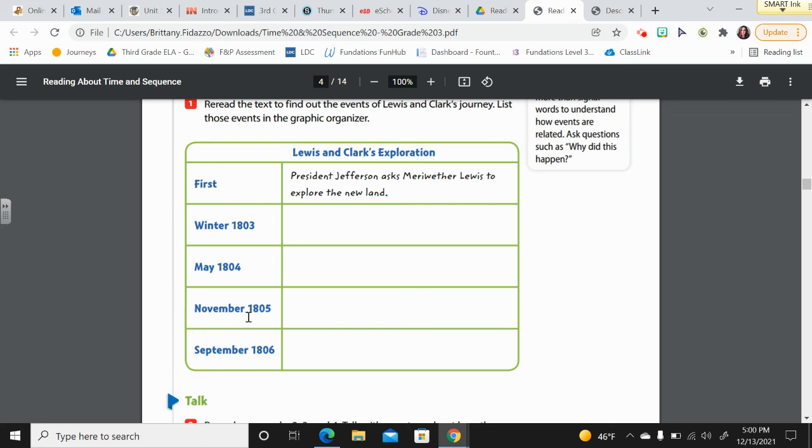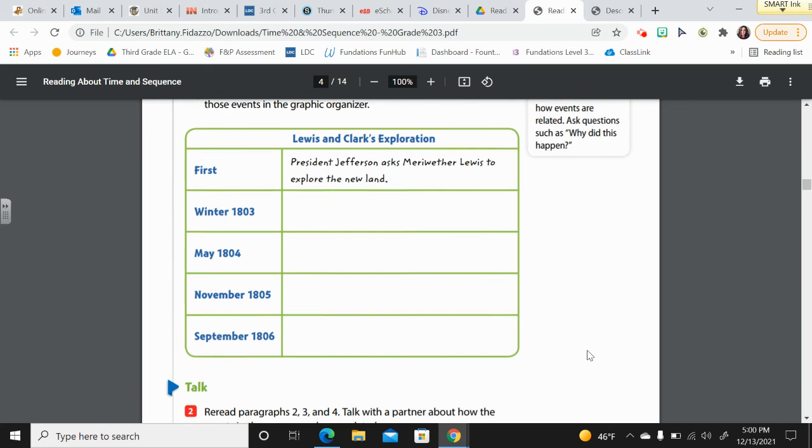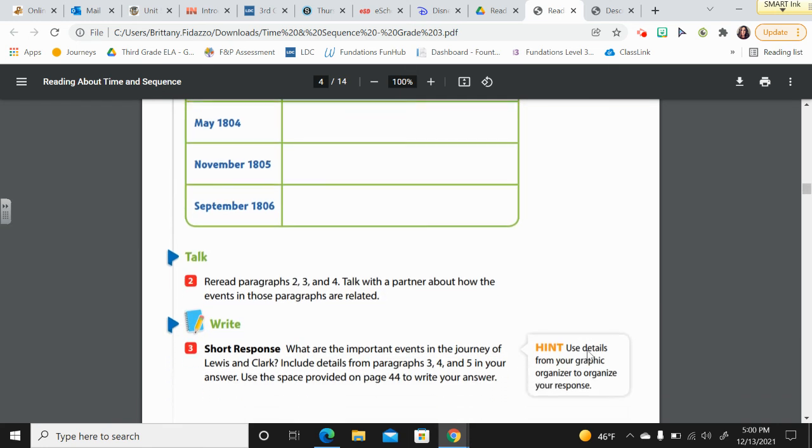If you keep going in order, November of 1805, it mentions that in paragraph 4. What important thing happens there? Right, they see the Pacific Ocean. They reached and made it to the Pacific Ocean. And then in September 1806, they arrived back in St. Louis. And they did have a big party for them, it said. They were greeted with a big party to celebrate all of their work and exploration that they've done.